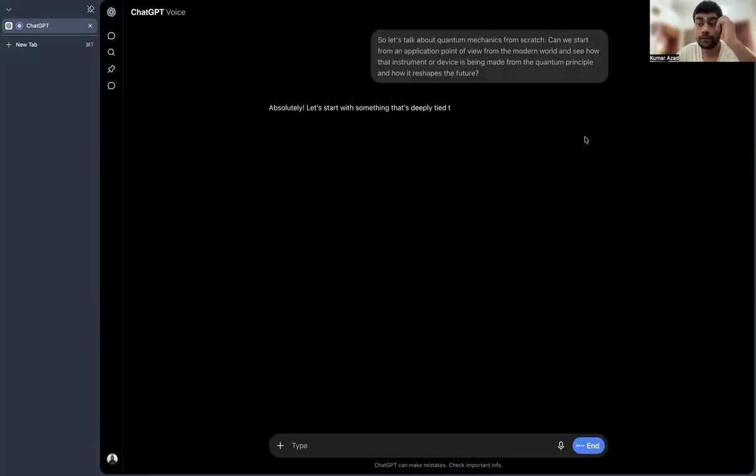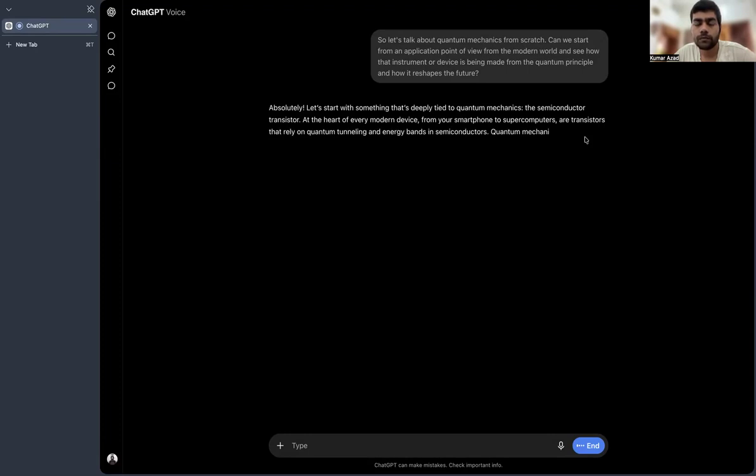Absolutely. Let's start with something that's deeply tied to quantum mechanics, the semiconductor transistor. At the heart of every modern device, from your smartphone to supercomputers, are transistors that rely on quantum tunneling and energy bands in semiconductors. Quantum mechanics describes how electrons occupy discrete energy levels in these materials, allowing us to control their flow with precision. Without quantum mechanics, we wouldn't have the digital revolution.